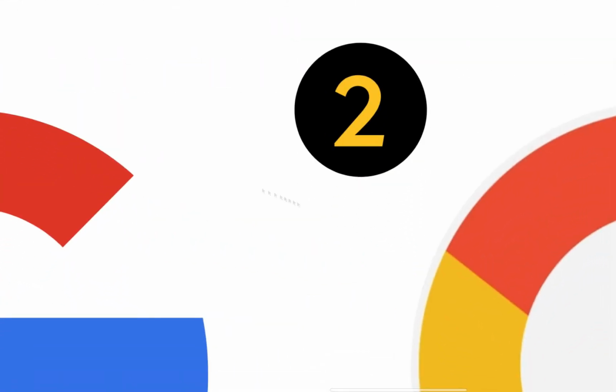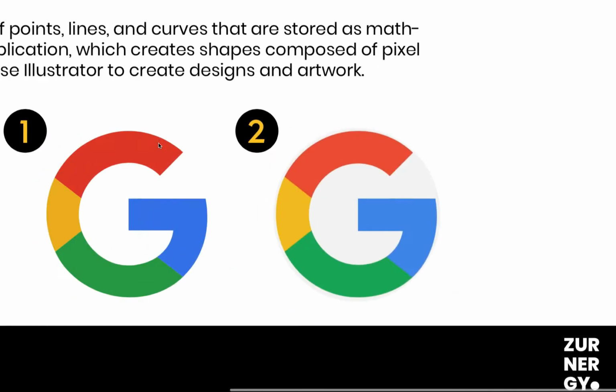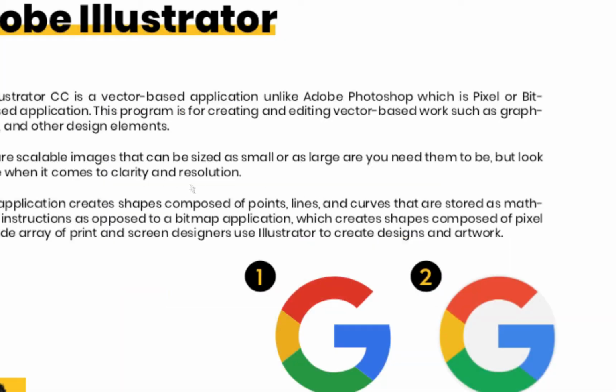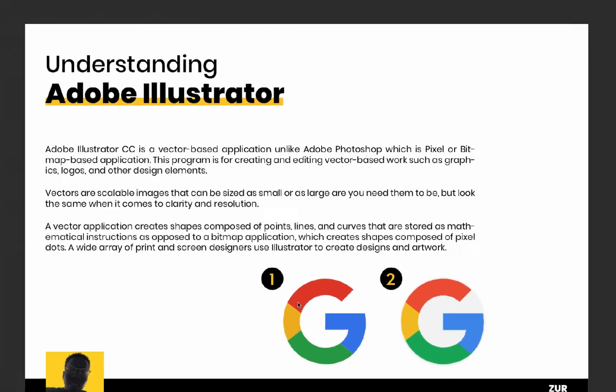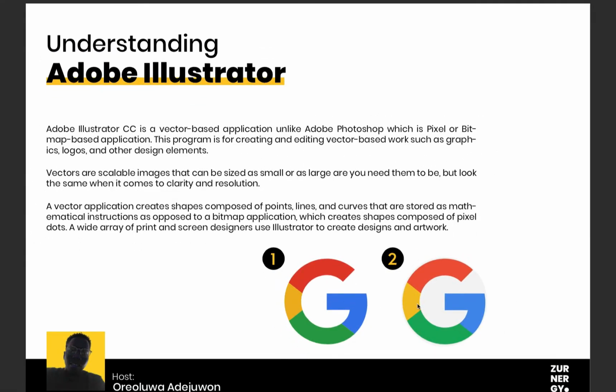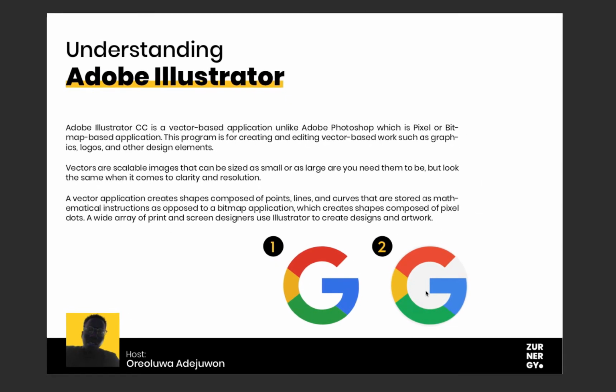Look at this. This is a vector based logo. You see that no matter how much I zoom in, the edges are still smooth, compared to this one. When I zoom in, you see they are rough. So this one is vector based and this one is pixel based. That is the major difference between vector and pixel based elements.